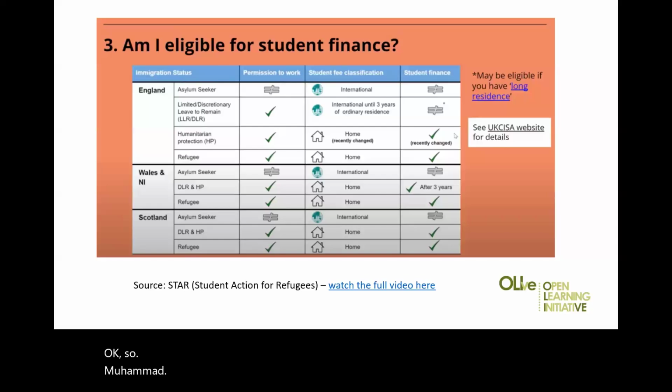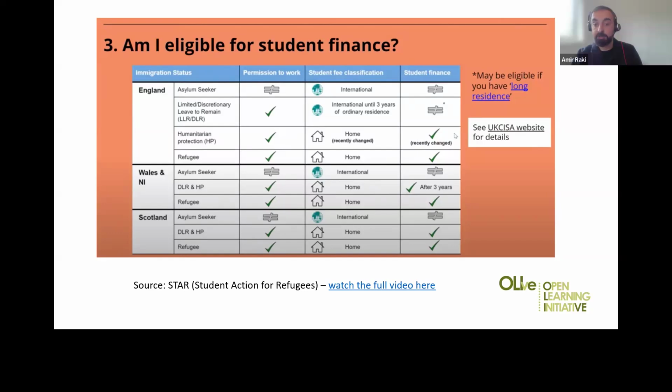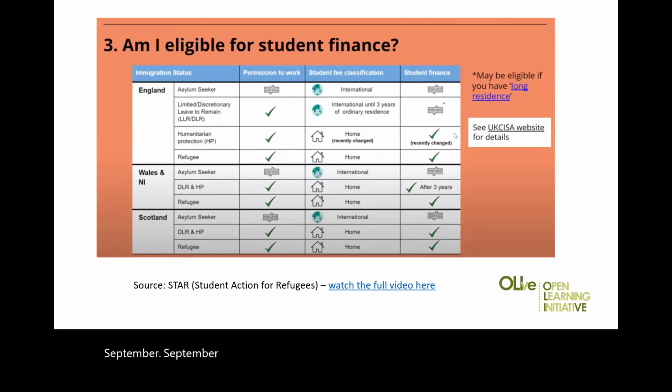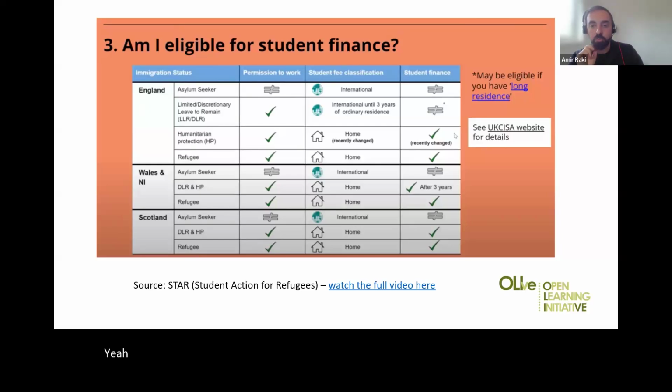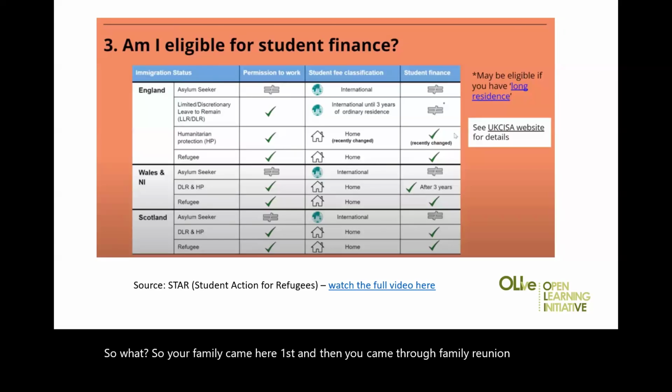Hello, sir. I came here in January 2024. My family came here in September 2020. We did not come by family reunion visa, we came on a visit visa. The family came here on a visit visa, and I also came individually on a visit visa, after the family came in September, I came in January.